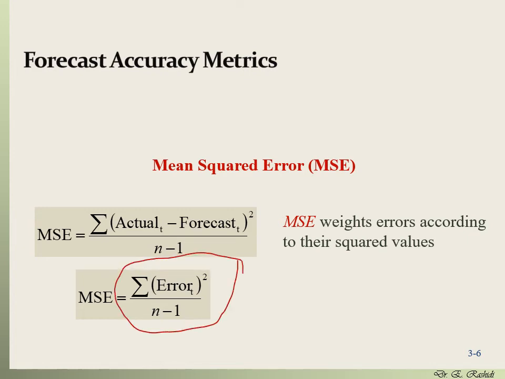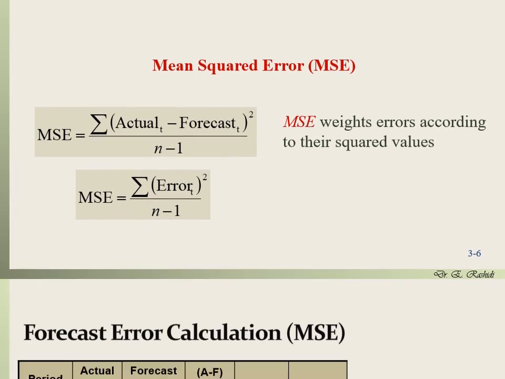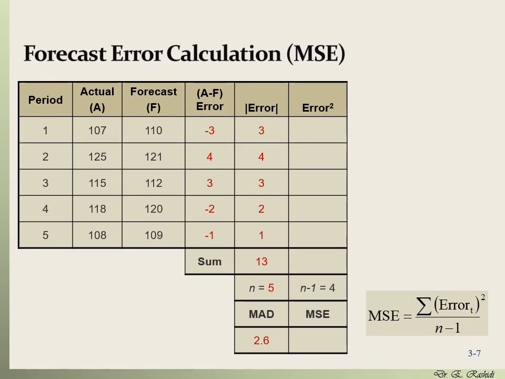Let's see an example. We're going to use the same example that we used for MAD to compute MSE. All right, so here's the table. I have added another column here. The last column is error squared, which we're going to use in the MSE formula to compute the mean squared error as a metric. So let's go ahead and do that.